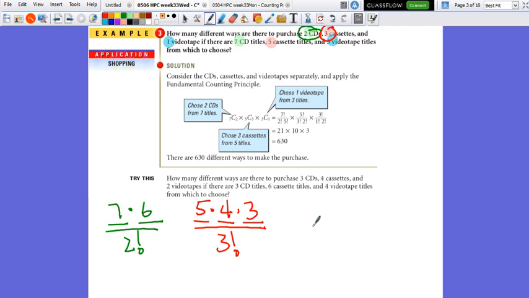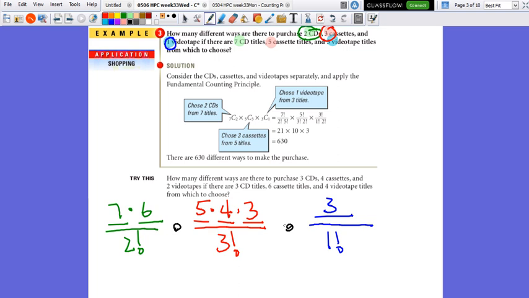And here we have a pool of 3. We want to select 1 from a pool of 3. So that's 3 over 1 factorial. And then you multiply all these.